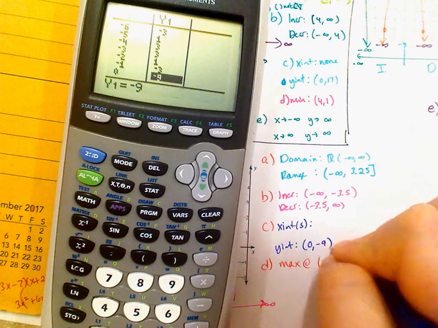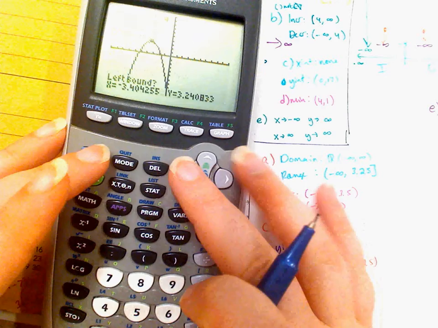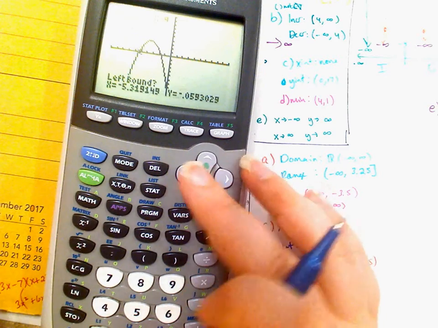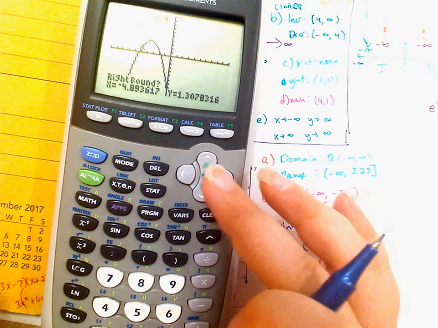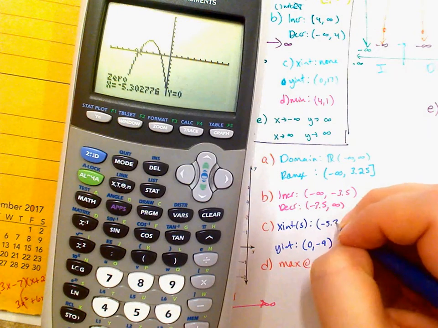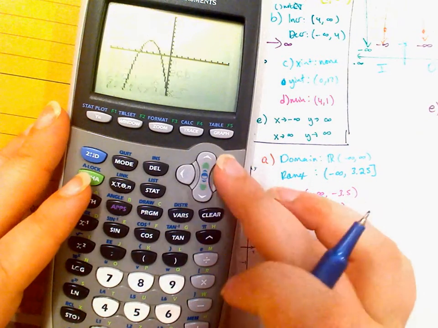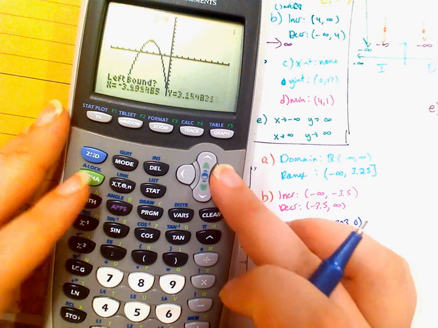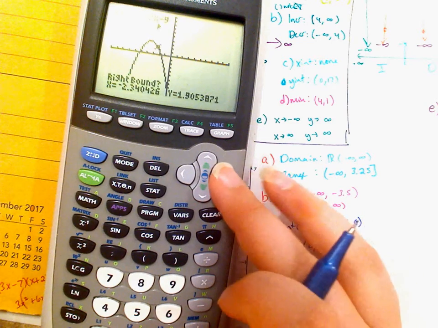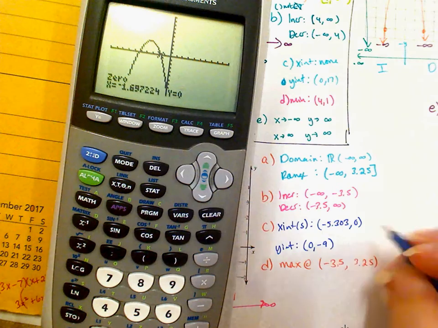So I can calculate zero. I go to the left, I go to the right, and then I press enter, and I get that one of them is negative 5.303 if I round, and the other one, so I'm to the left of it, press enter, go to the right of it, press enter, and I get negative 1.697.